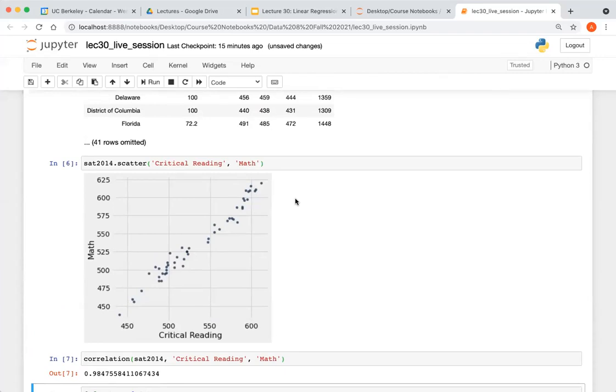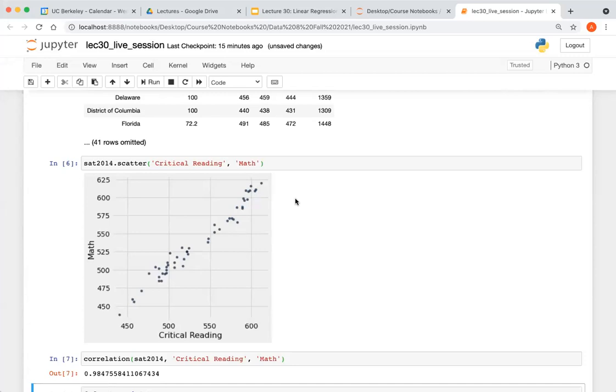No. So each point represents a state. Okay, question to you. Do states take the SAT? They do not take the SAT. All right, so this picture is all very well.